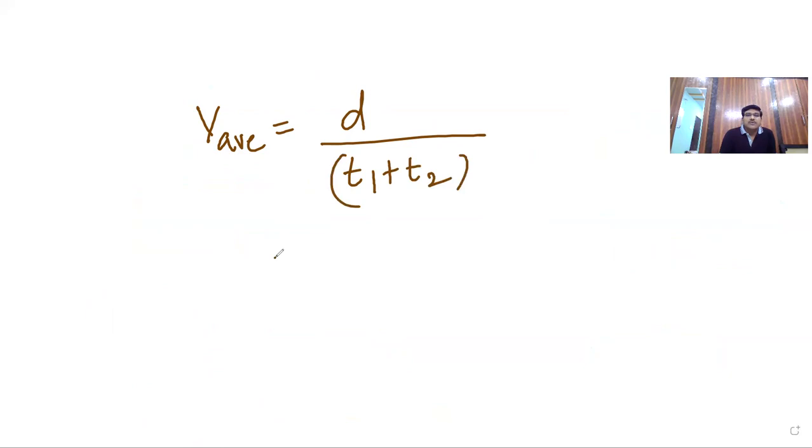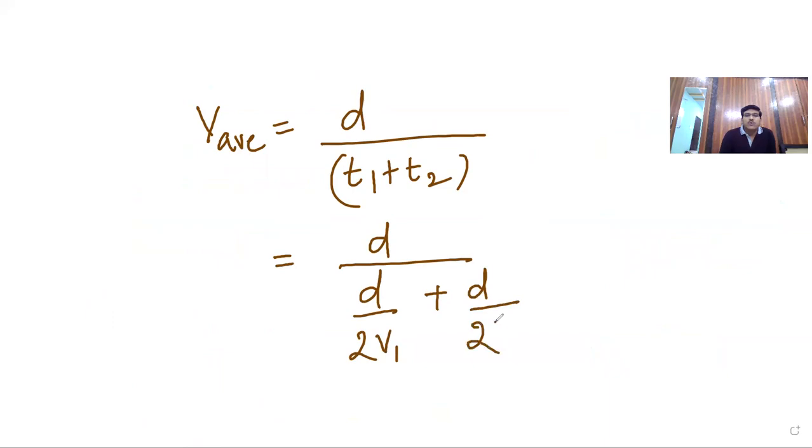V average, total distance is d, divided by t1 plus t2. Clear? So here in this case, d by t1 is d by 2 v1, plus t2 is d by 2 v2.